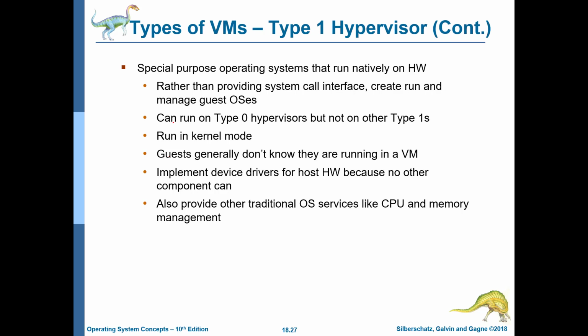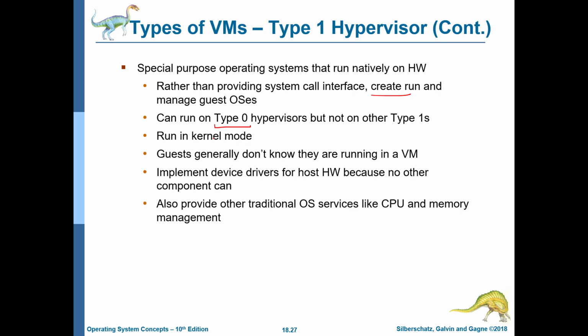So in type 1 hypervisors, what we have discussed is that it is more or less like a thin operating system, but a special purpose operating system. It does not provide a system call interface for running regular programs. Instead, it provides special calls to basically create, run, and manage guest OSs. And the type 1 hypervisor can run on a type 0 hypervisor, but it cannot run on other type 1 hypervisors. But it can run on a type 0 hypervisor, so it can provide virtualization within virtualization. And needless to say, when a type 1 hypervisor runs, it runs in kernel mode.